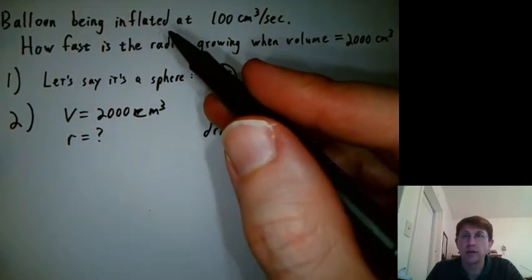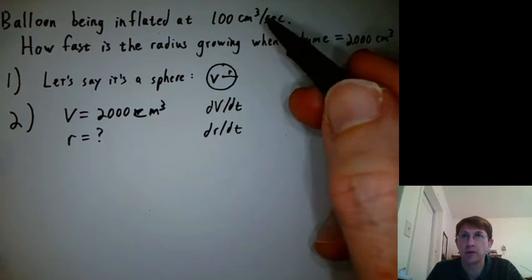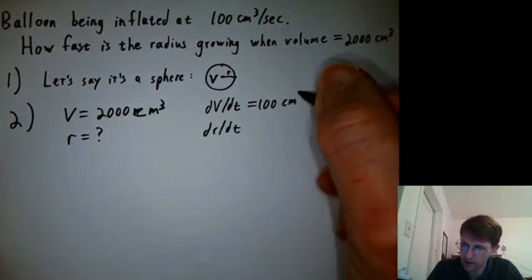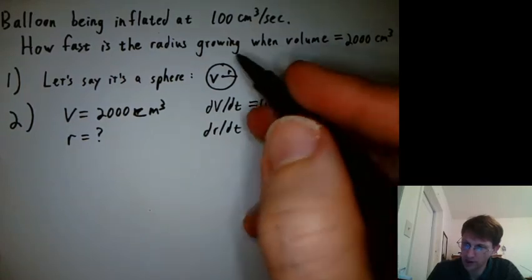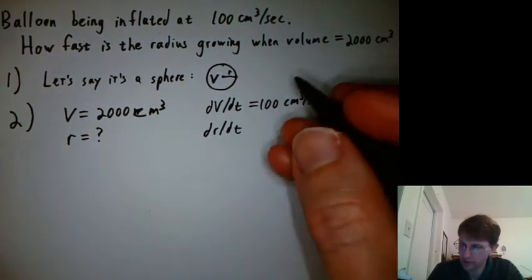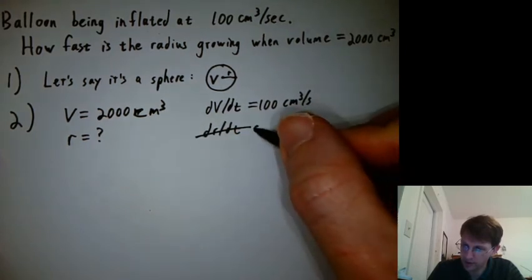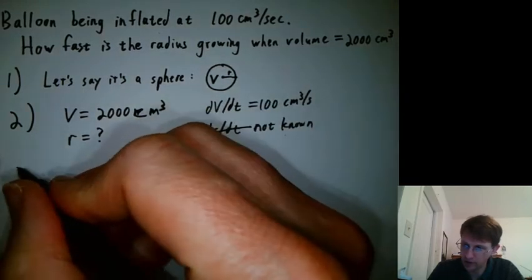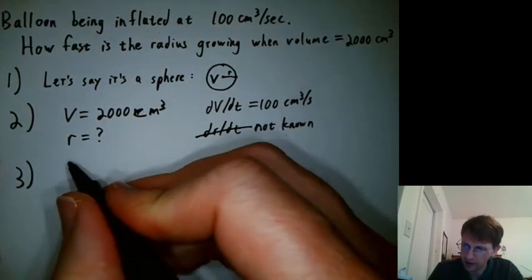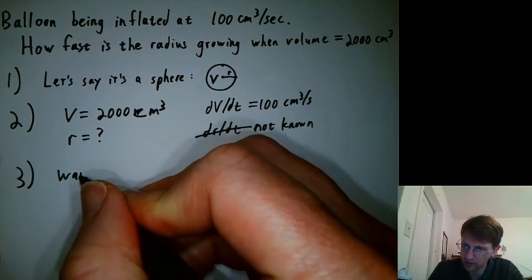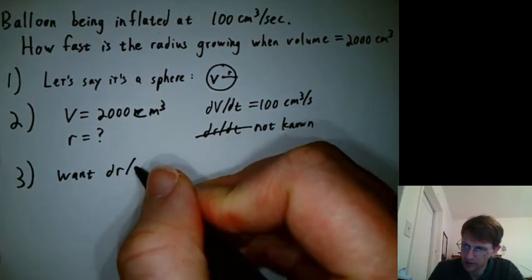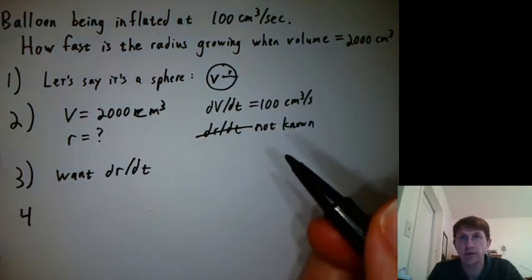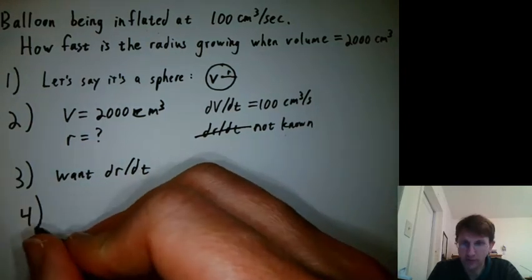Well, if the balloon's being inflated at some volume amount per second, that sounds like dV/dt, so we'll put 100 cubic centimeters per second there. And it's asking about how fast the radius is growing, so we actually don't know that yet. Here in step 2, we're only listing things that are known. In step 3, we want to know dr/dt.